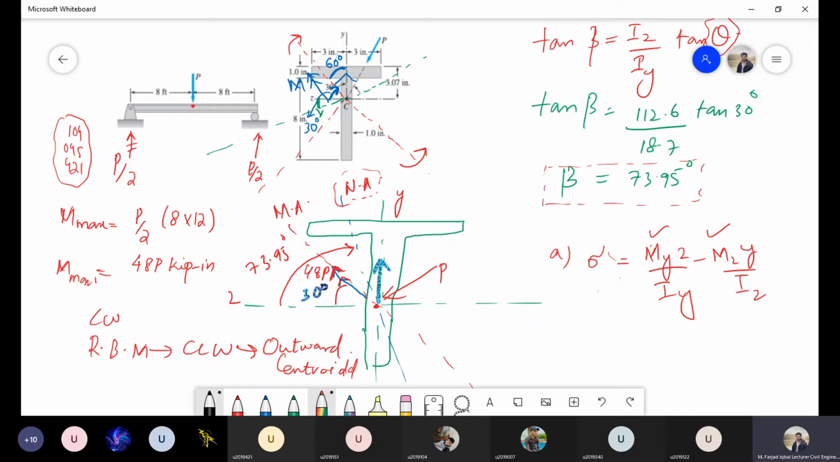So the angle is given to us as 30 degree for the moment, and if I write the equation for my, that will be 48p sine of 30, and mz will be, again it is in the positive z direction, so that will be 48p cos of 30 degree. So what is the simplified form in terms of p? कितना आएगा ये?